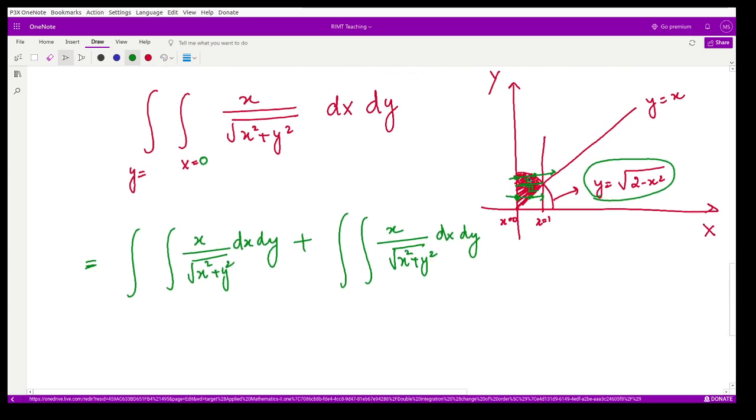So in the first region, if this is your horizontal line, here the lower limit of x is equal to 0, and the upper limit of x is according to this curve. This curve is actually what? This curve is x square plus y square is equal to 2. So from here you obtain x is equal to square root of 2 minus y square. So you have the value square root of 2 minus y square here.